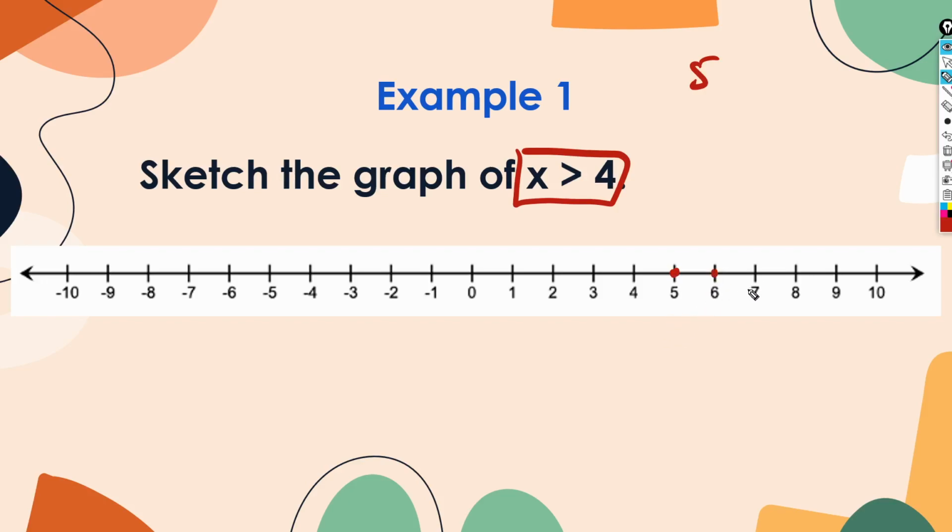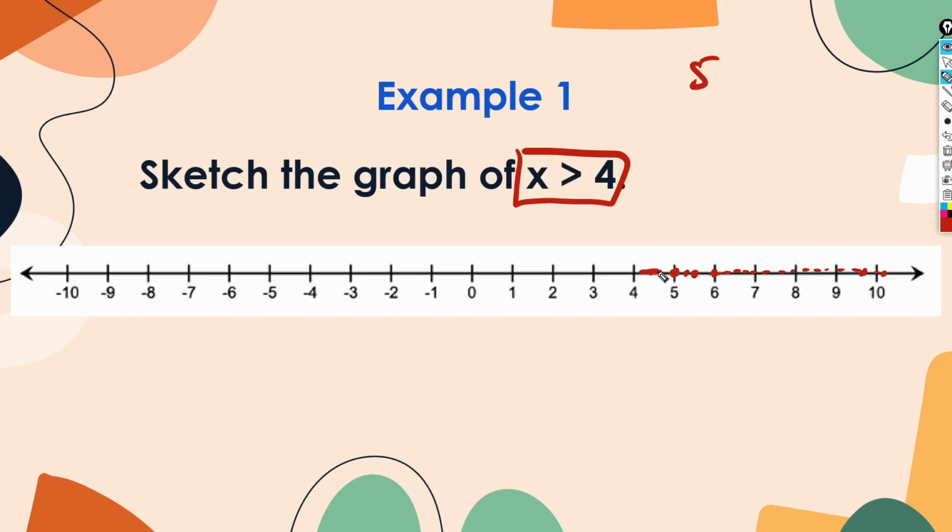Pero hindi lang naman puro integers. Pwede bang 5.5? Pwede. Nandyan yan somewhere. 5.25? Pwede rin. 9.7? Pwede. 10.1? Pwede rin. In fact, lahat to pwede. Yung maraming points na yan pwede. Diba? And, well, we can already represent that portion.